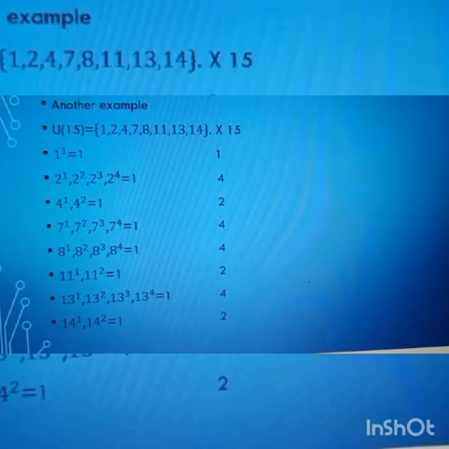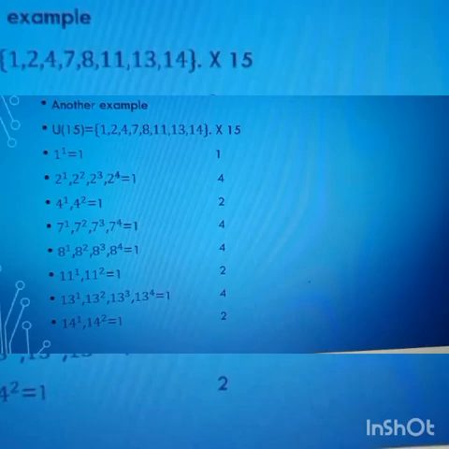Then, 4 to the power of 1 is 4, and 4 to the power of 2 is 16, modulo 15 is equal to 1. So, the order of the element 4 is 2. Then, 7 to the power of 1 is 7, 7 to the power of 2 is 49, 7 to the power of 3 is 343, and 7 to the power of 4 is 2401, modulo 15 is equal to 1, which is the identity. Then, the order of the element 7 is 4.